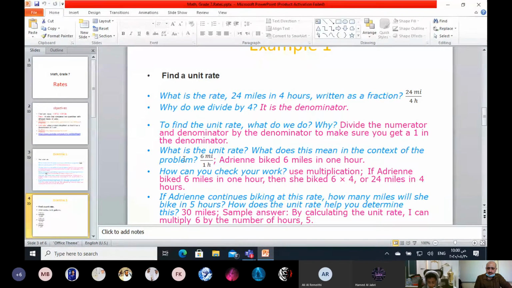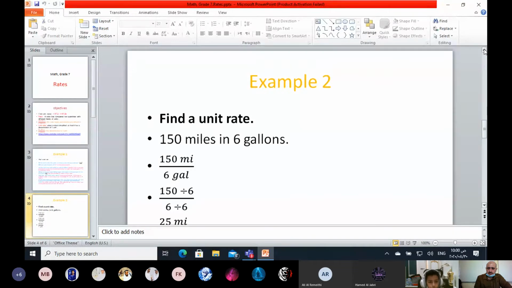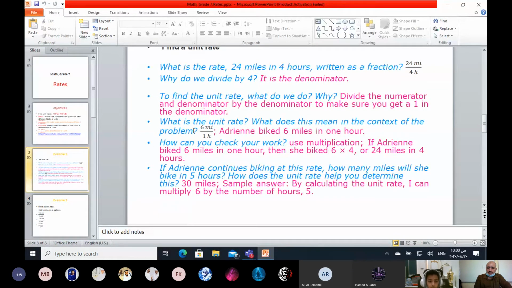So what is the unit rate now? What does this mean in the context of the problem? As you see now, 24 divided by 4 will be 6. And 4 divided by 4 will be 1. Now we have a new rate: 6 miles per 1 hour. So this is the unit rate.